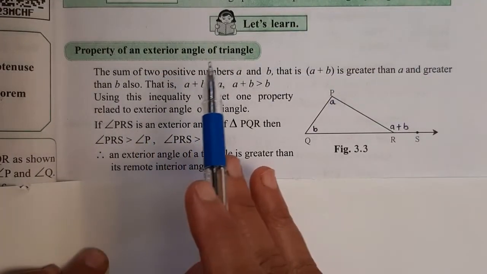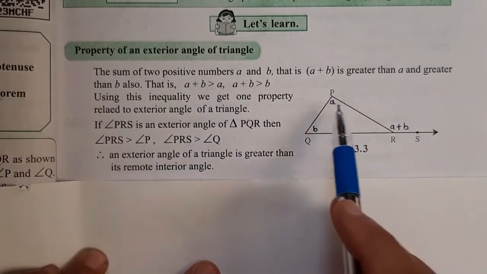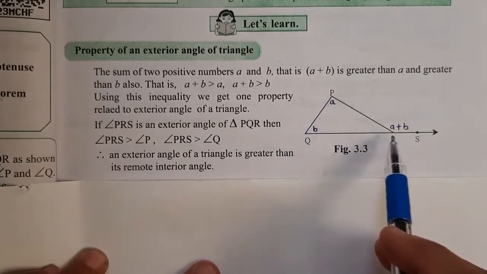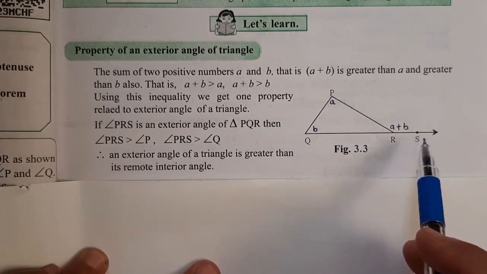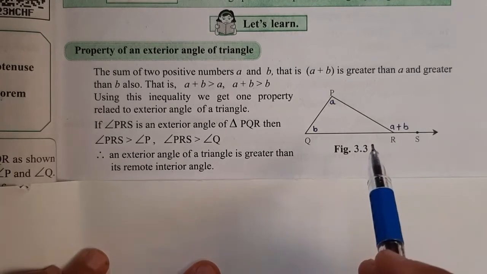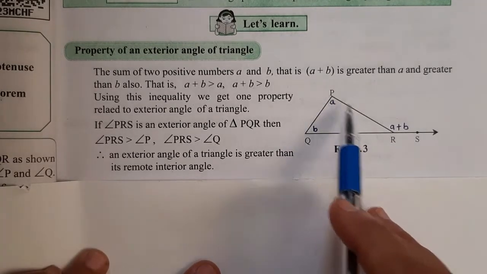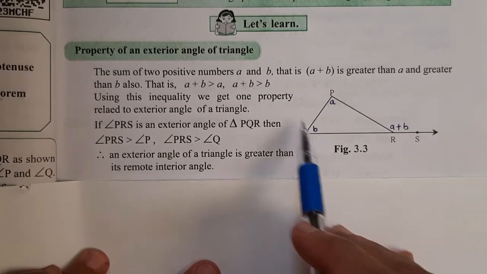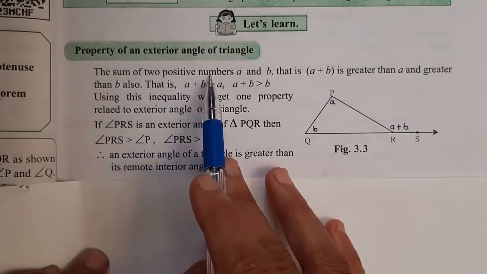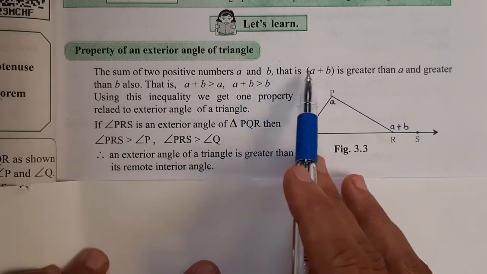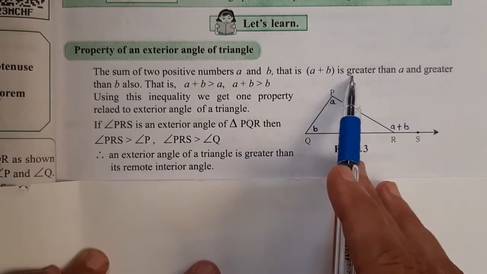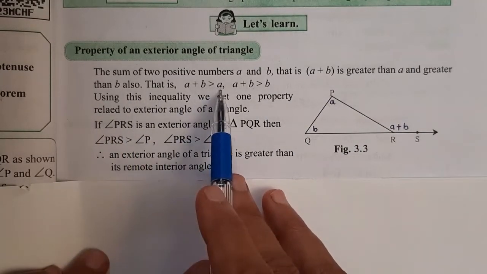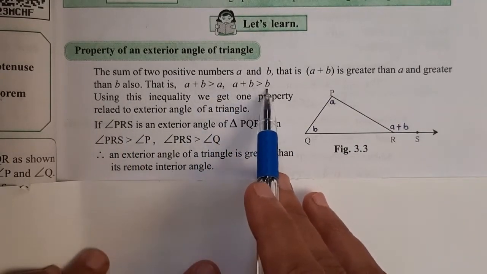Property of an exterior angle of a triangle. Look at the diagram. Here triangle PQR is given and for the triangle, PRS is an exterior angle. According to the remote interior angle theorem, the measure of an exterior angle is always the sum of its remote interior angles. Now if we take the sum of two positive numbers a and b, the sum is a plus b, which is always greater than a and always greater than b. That means a plus b is greater than a and a plus b is greater than b.